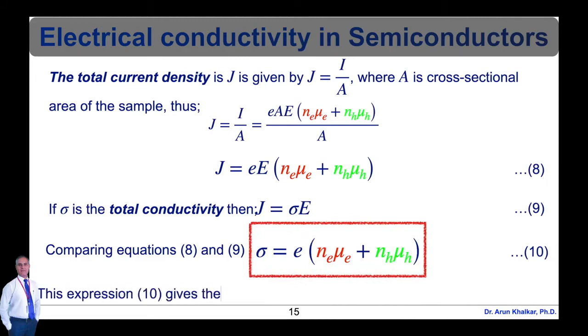Let's say this is equation number 10. This expression, equation number 10, gives the electrical conductivity of a typical semiconductor. In general, the variation of mobility with temperature is too small, and the large variation in electrical conductivity is because of the large variation of electron concentration with temperature.